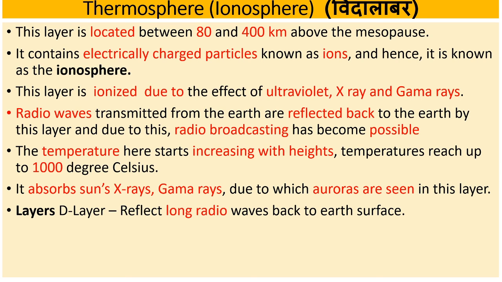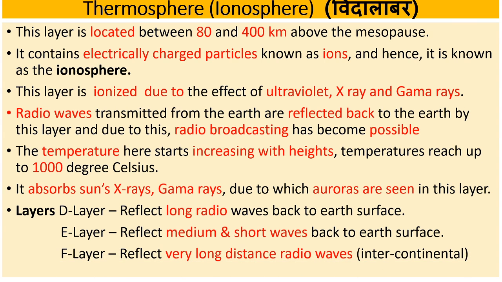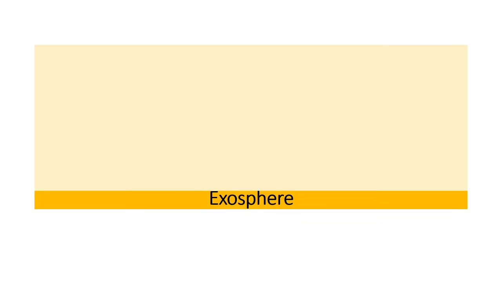The first one is D layer. The D layer reflects long radio waves back to the Earth's surface. The next layer is E layer, which reflects medium and short waves back to the Earth's surface. And next is F layer, which reflects very long distance radio waves or intercontinental waves.